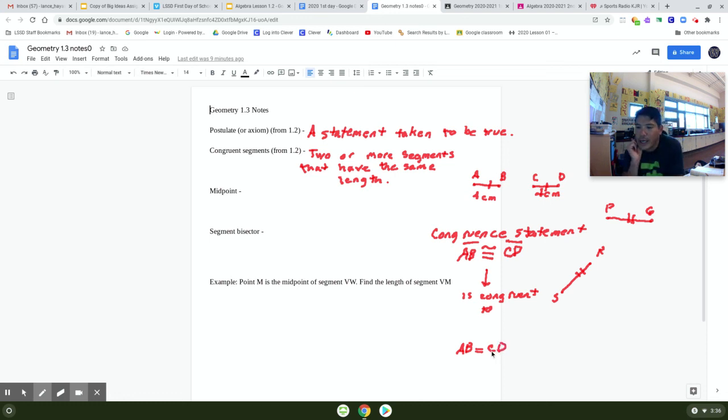That's kind of a lot of information right now. I should be going over this each time or just reminding you that there's a correct way to write things, but that shows that the segment lengths are equal. We'll go over midpoint, segment bisectors, and an example in part 2.